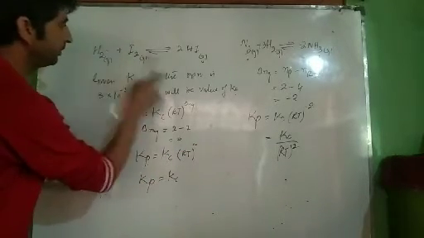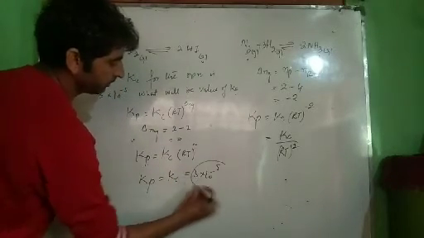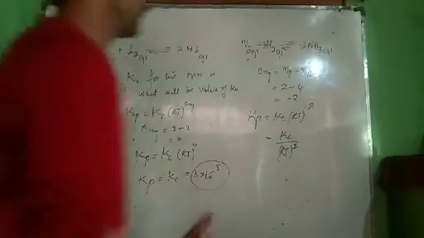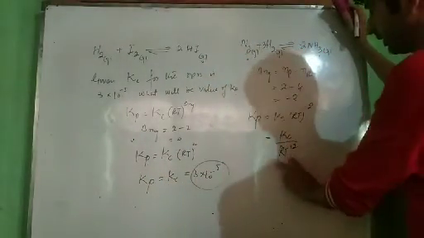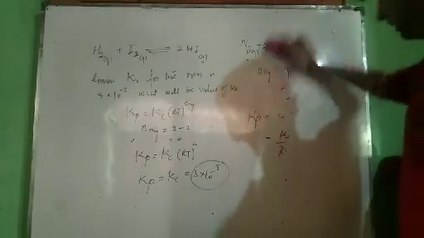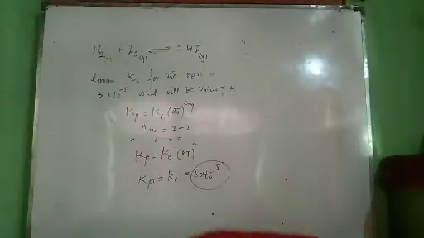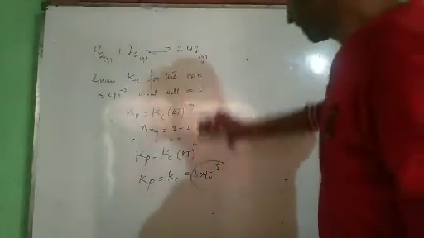Kc is given to us, that is 3 into 10 raised to power minus 5. Therefore Kp and Kc are equal. You can do numericals like this. If for this reaction Kc is given, you can determine Kp. Now these were a certain type of question which can be asked from Kp and Kc.